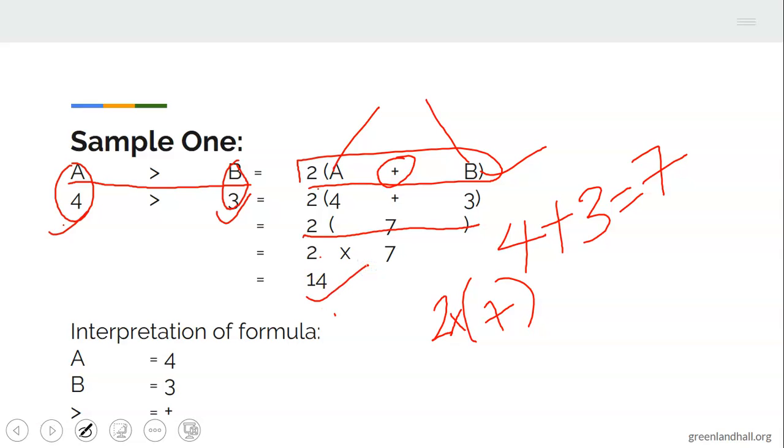So what we have done here is that we have solved this sample and we've explained how we got our answer, which is 14. You substitute the values for the letters and you are good to go. So interpretation of the formula is here. I've already said it earlier. A equals 4. That's what we have here. B equals 3. And the greater sign connotes plus. It means plus. So this is very easy. You know, we always say it's easy peasy. Good. So this is one sample.